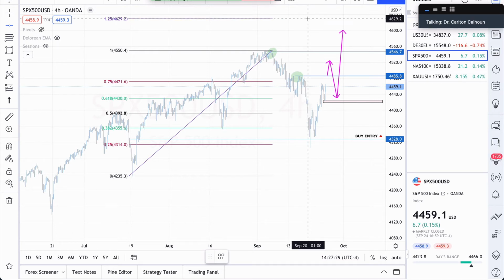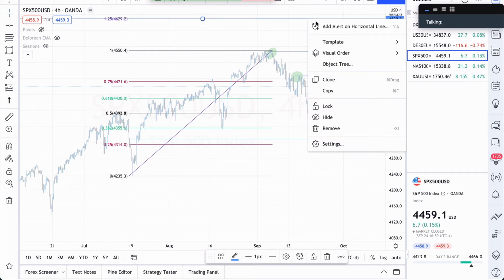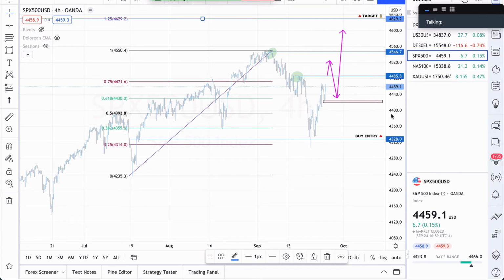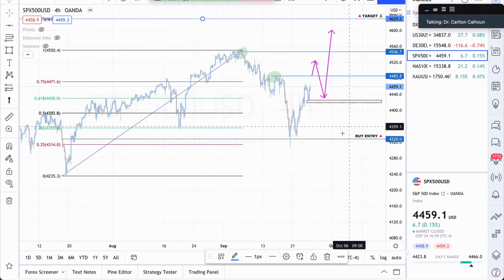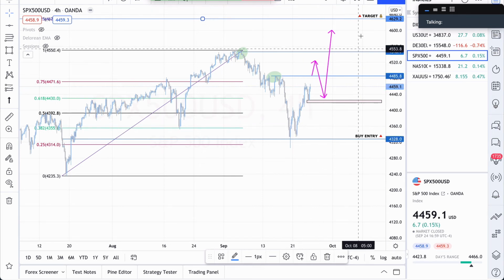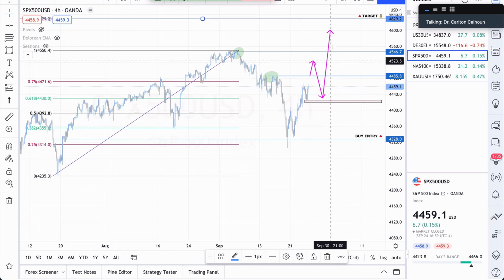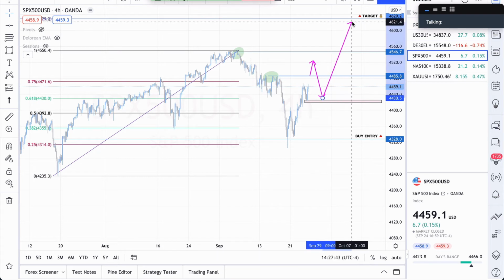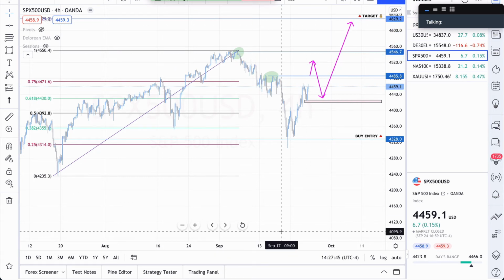Long term. Here's my long-term target. This is my entry now. Look how much profit I'm in. Here's my target right here. Make sense, everybody?